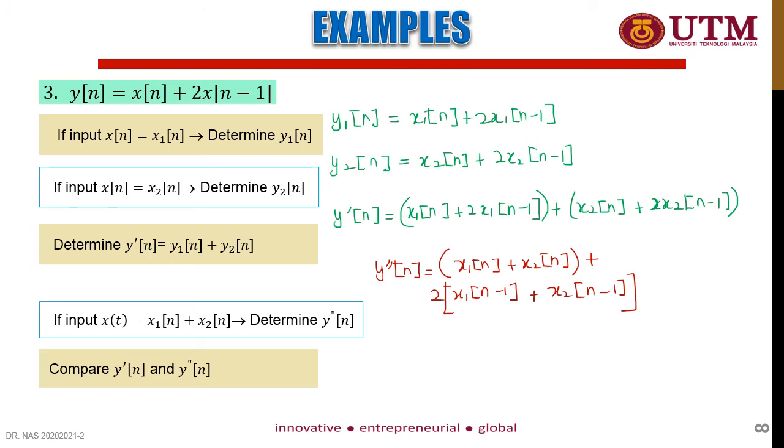The final step is to compare y prime[n] and y double prime[n], so you can compare each component. In this case, you have x1[n], you have 2x1[n minus 1], x2[n], and plus 2x2[n minus 1]. You notice that y prime[n] is basically equal to y double prime[n]. So obviously the system is linear.